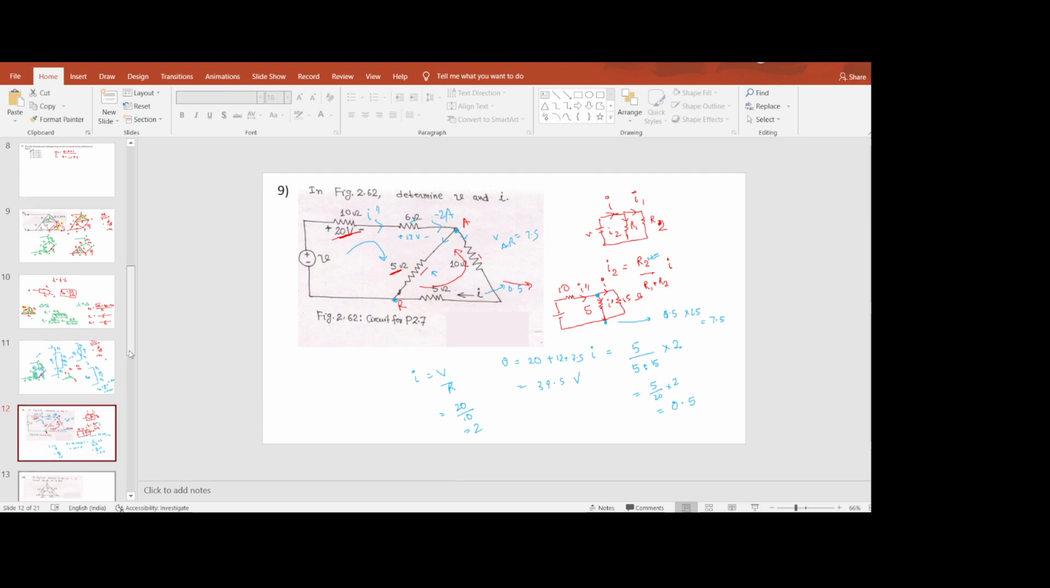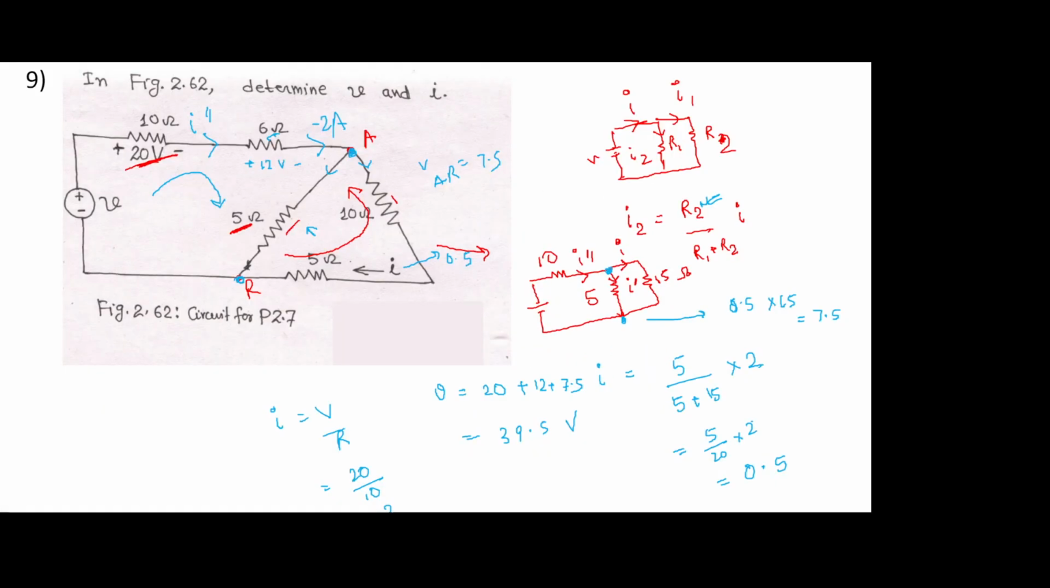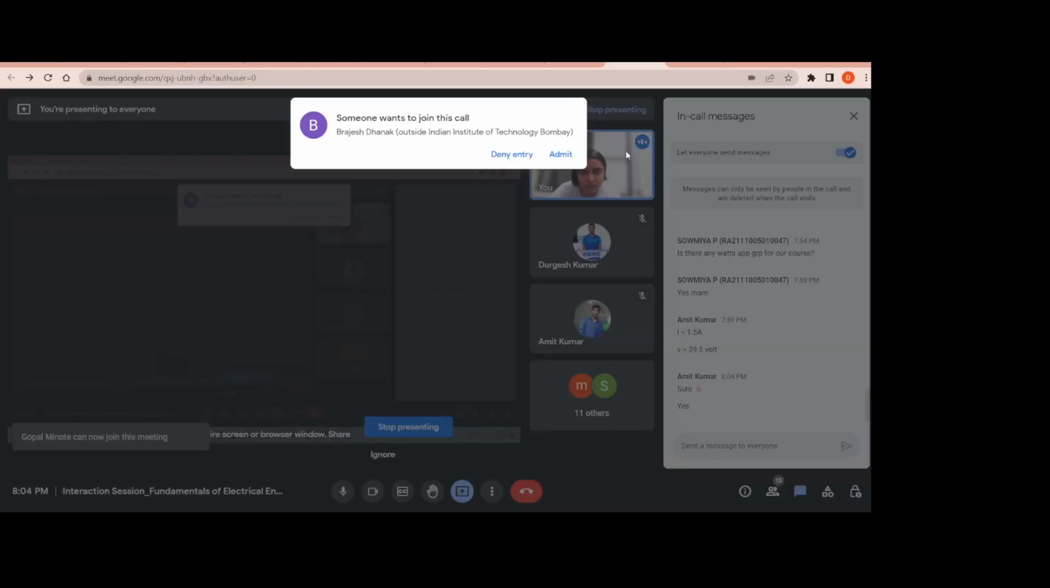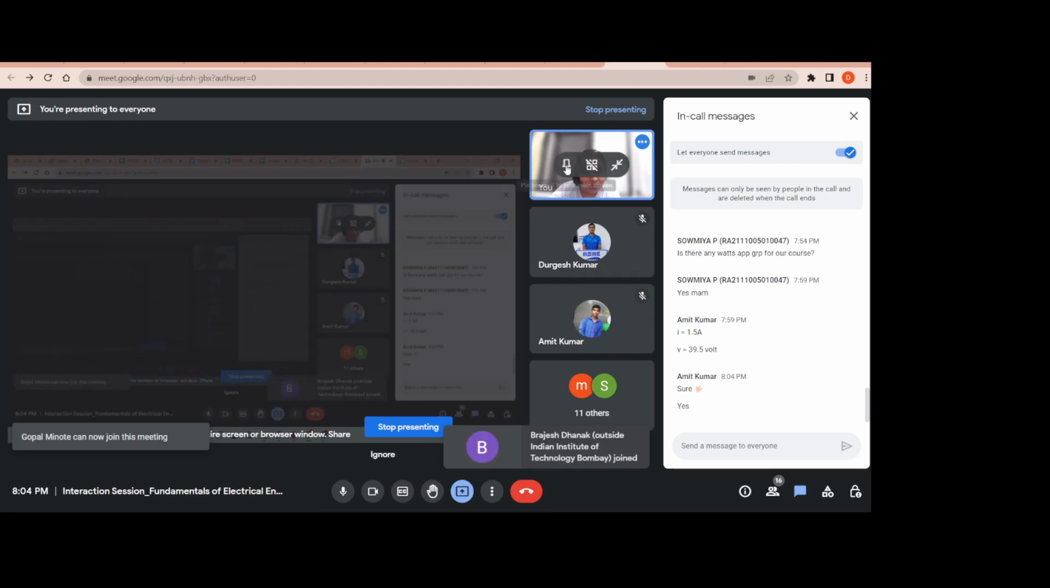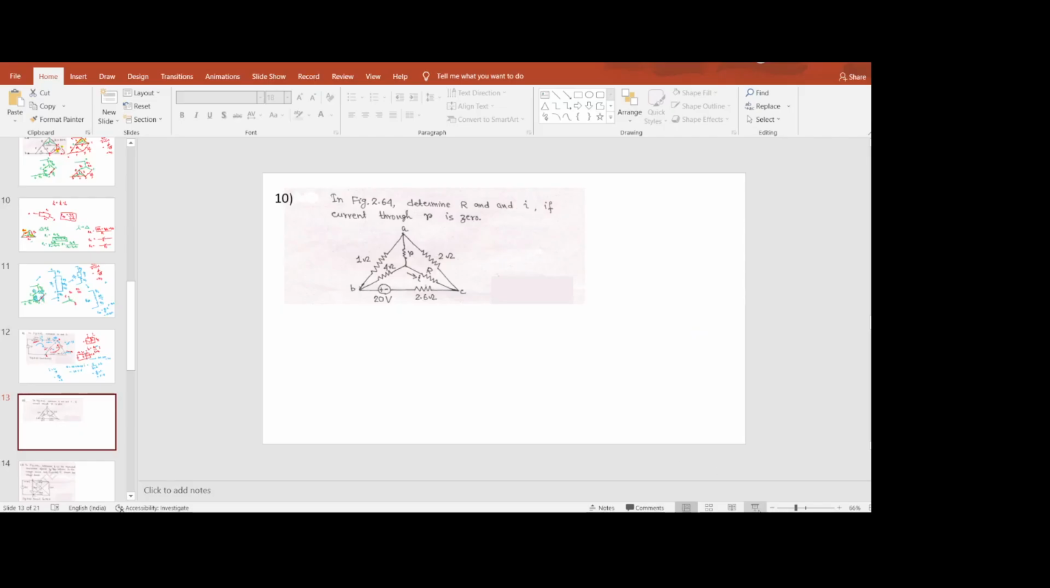Do you want to solve one more question before leaving? It's almost time, but we have started anyway 5 minutes late. So do you want to solve another problem before leaving? Yes or no? Okay, somebody is coming now. It's okay. Let's then solve this 10th question.